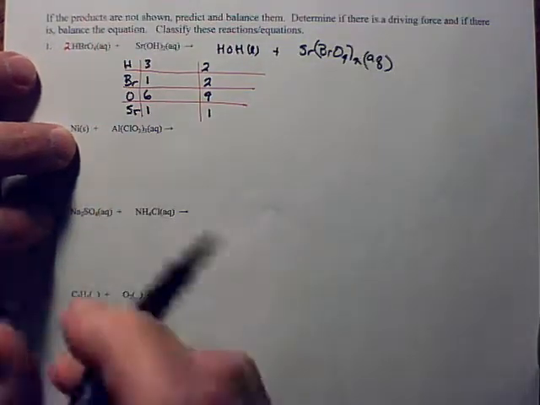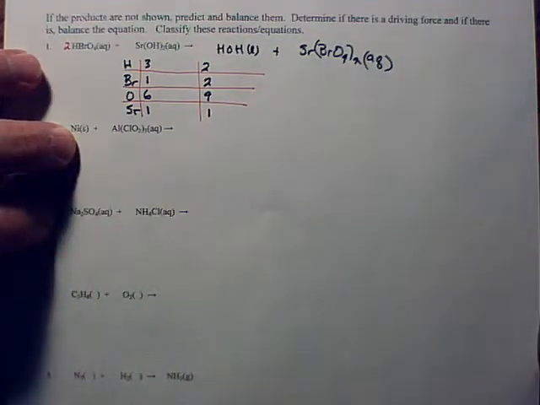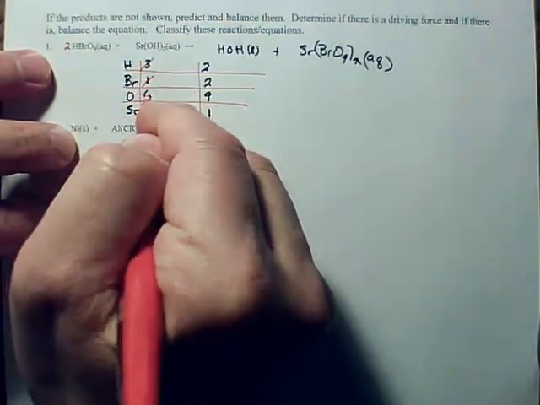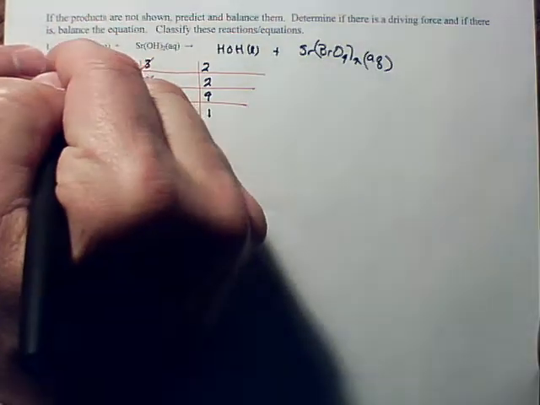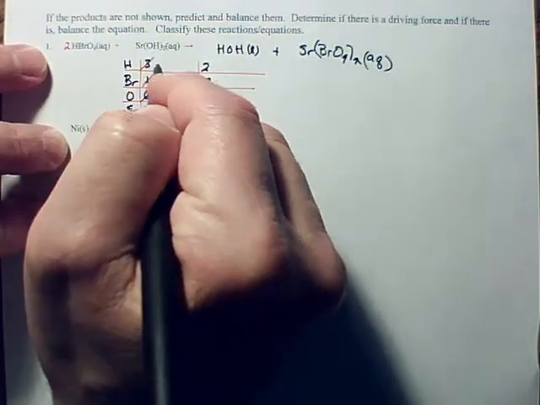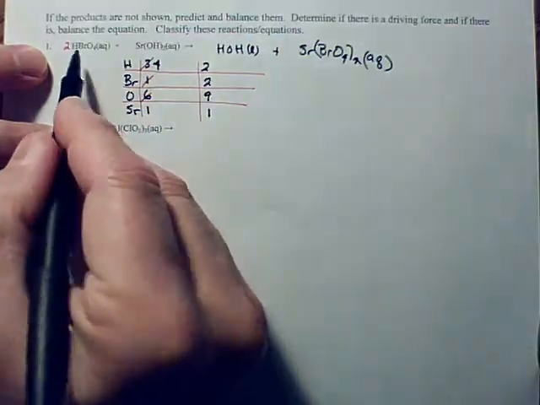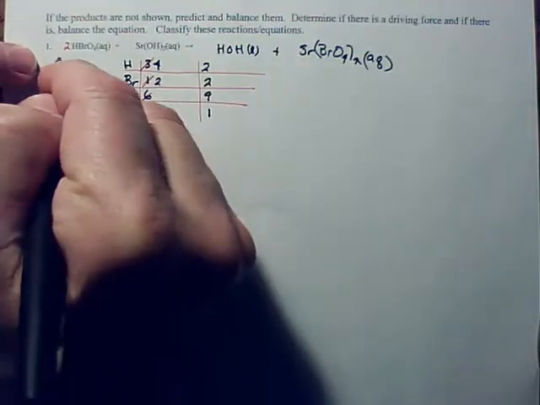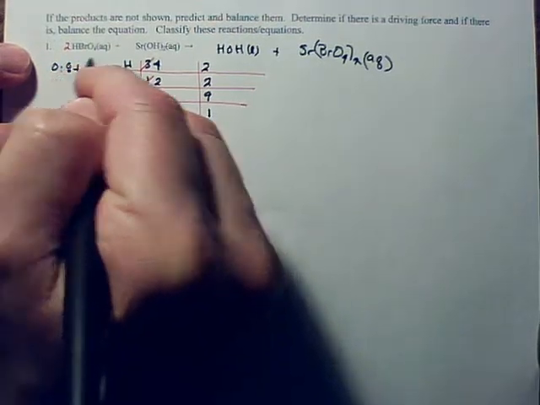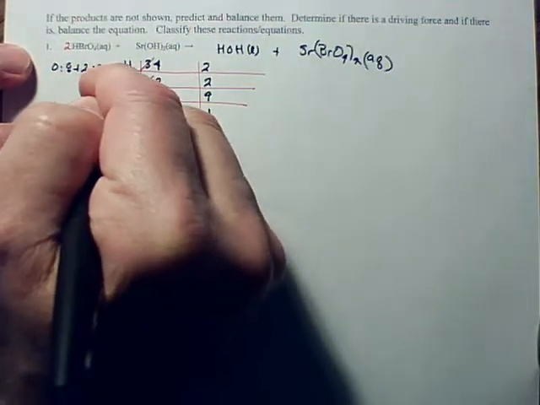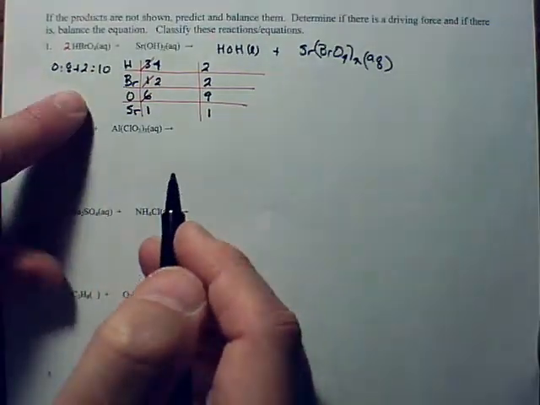That's going to change the number of hydrogens, bromines, and the number of oxygens. So I now have 2 hydrogens here, 2 hydrogens here, that's 4. I have 2 bromines, and I have 2 times 4, or 8 oxygens, plus the 2 I have here. So I have 10 oxygens at the moment. Okay?